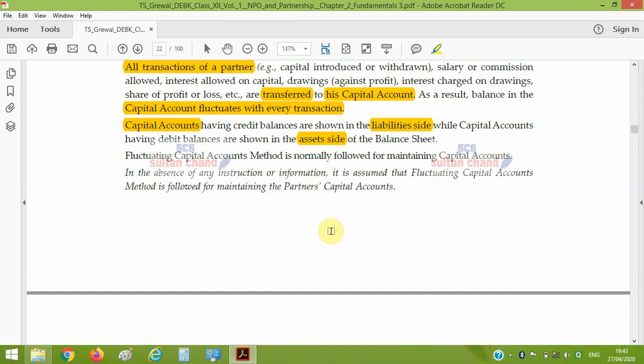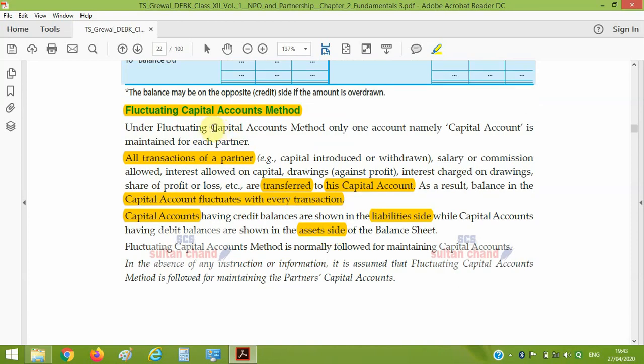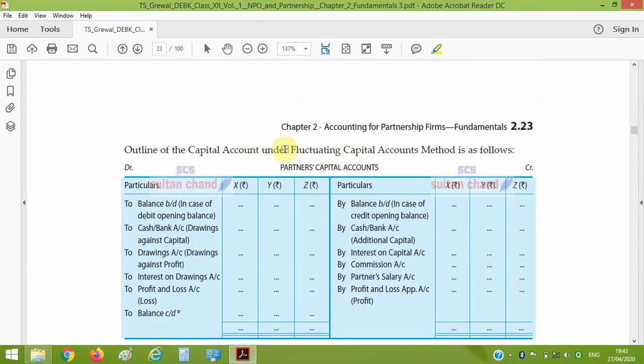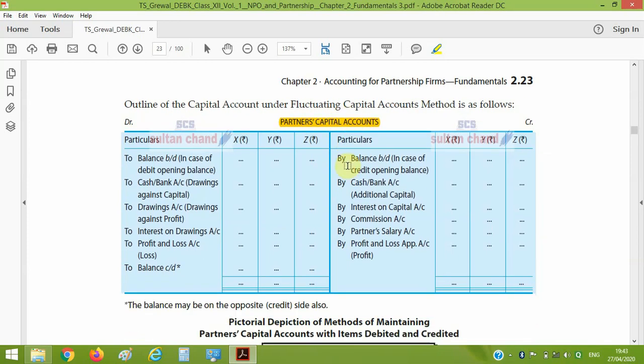Let's have an example of fluctuating capital account. Under fluctuating capital accounts in a partnership, we mostly prepare combined accounts, like here the partners' capital account, with partners X, Y and Z on the debit side and X, Y and Z on the credit side. You may prepare separate accounts for X, for Y and for Z, but in summary we can also prepare the partners' capital account in this way. This is the method of preparing capital accounts in the fluctuating method.